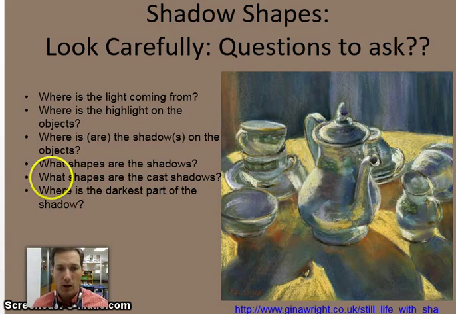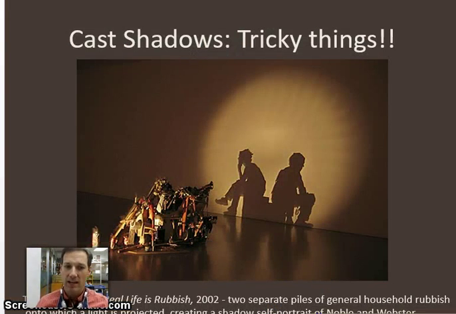Then what shapes or what is the darkest part of those shadows? Maybe the darkest part of the shadow is back here because we've got so much reflected light. Maybe the darkest part of the shadow is right next to the object. You have to really closely observe. And boy, cast shadows can be tricky, tricky things.